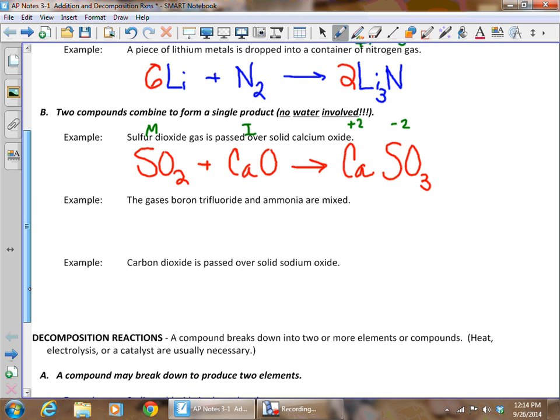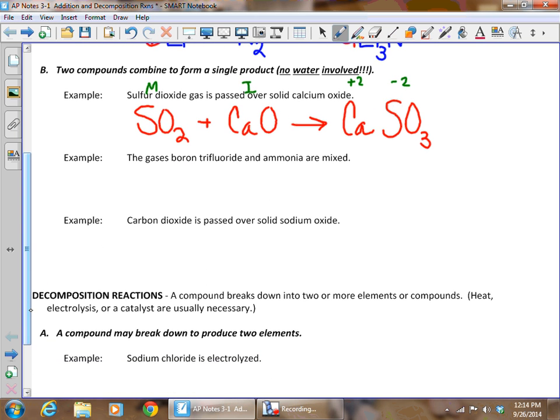Now the next one, the gases boron trifluoride and ammonia are mixed. So we've got BF3 and NH3. We'll get way more into why this occurs when we get into our acids and bases. This is actually going to end up being a Lewis acid-base reaction. But for now, guys, you just got to memorize this. You've got the boron compound and the nitrogen compound.